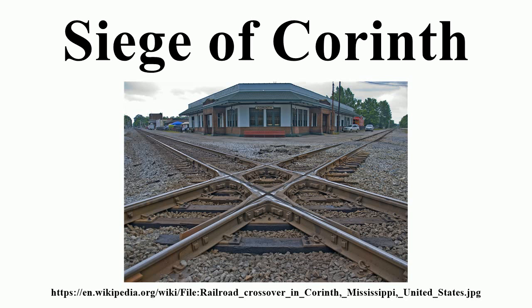A Confederate army led by Maj. Gen. Earl Van Dorn attempted to retake the city in October 1862, but was defeated in the Second Battle of Corinth by a Union army under the command of Maj. Gen. William Rosecrans.